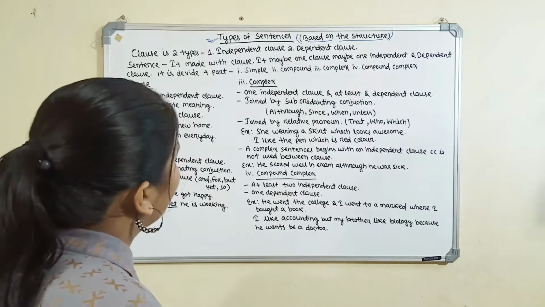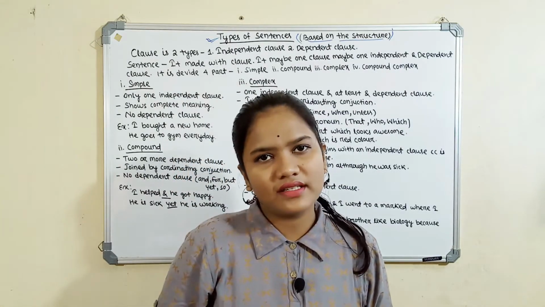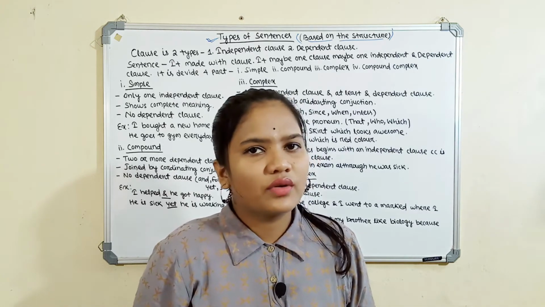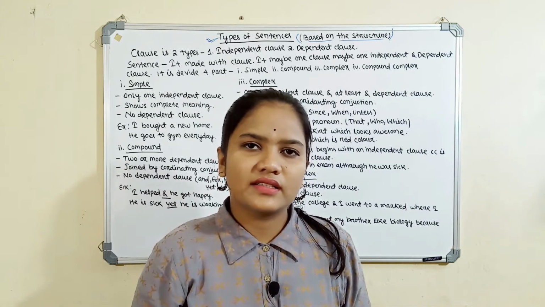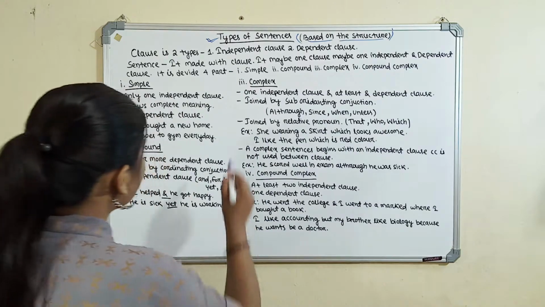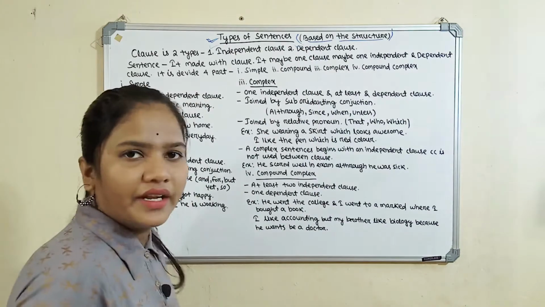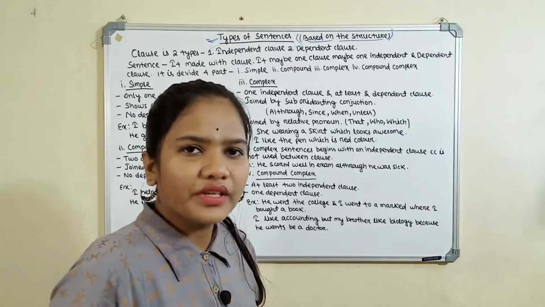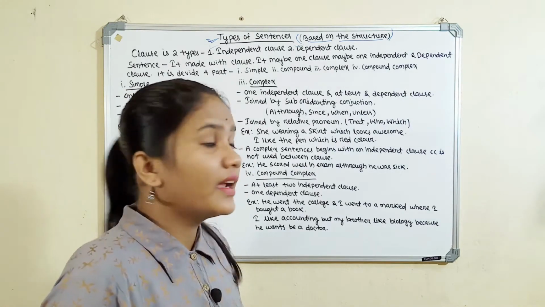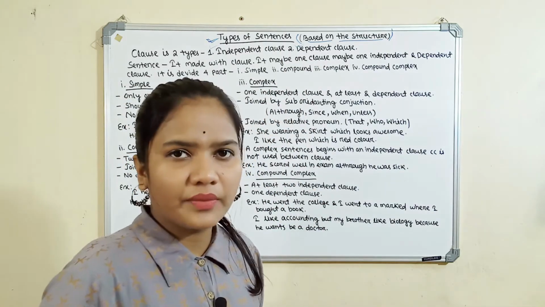First of all, we have to know what a clause is. As I taught you, a clause is nothing but a subject and verb arrangement, with one subject and one verb. There are 2 types of clause: independent and dependent. An independent clause exists without any help from a dependent clause, but a dependent clause helps an independent clause to exist. That is the difference between independent and dependent clauses.